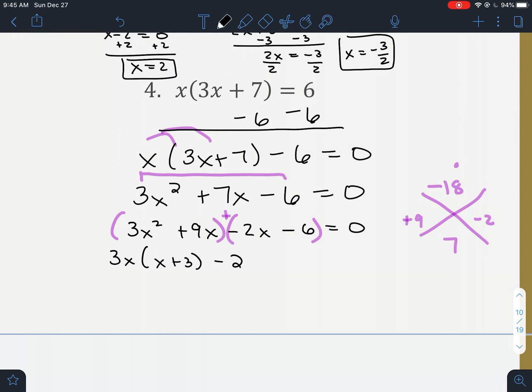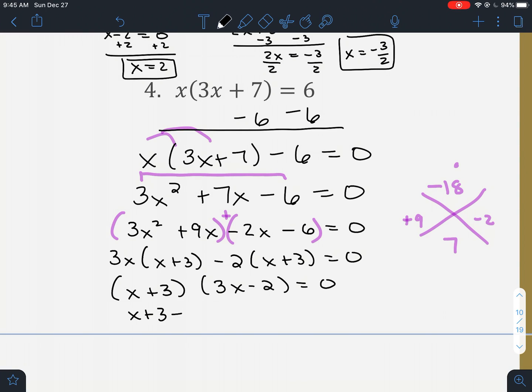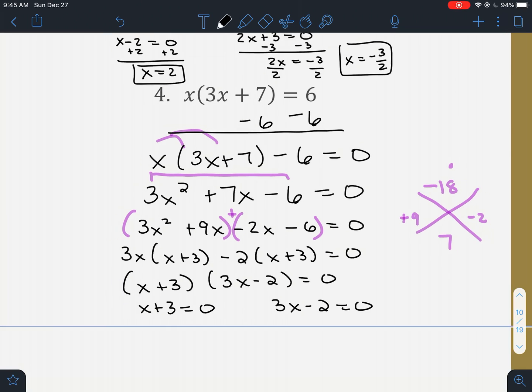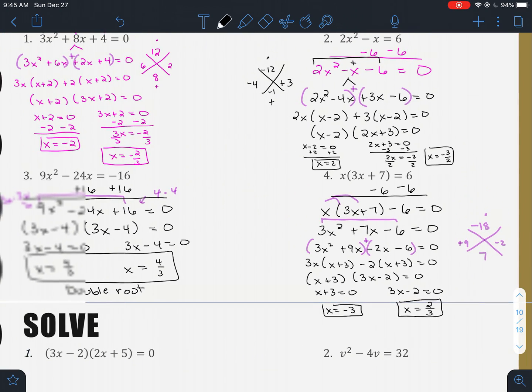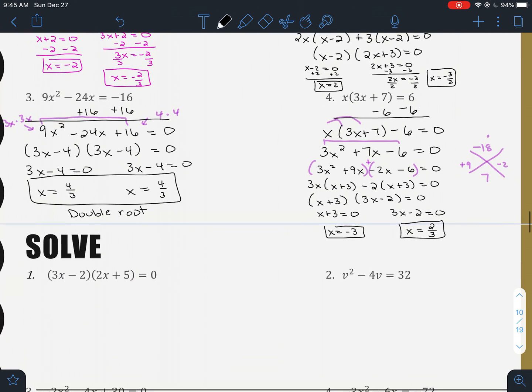Group the first, group the second, plus sign in the middle. Pull out a 3x, and we have x plus 3. Pull out the negative 2, and you have x plus 3. They have an x plus 3 in common, so factor that out. And then you have 3x minus 2 is equal to 0. So either x plus 3 is equal to 0 or 3x minus 2 is equal to 0. And when you go to solve these, either x is going to equal negative 3 or add the 2 and divide by 3, x is going to equal 2/3.